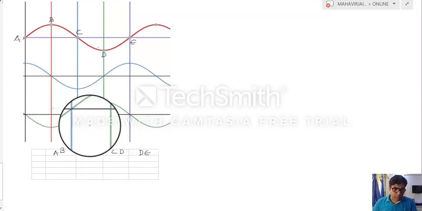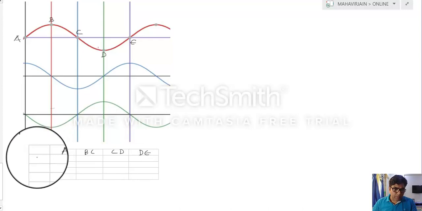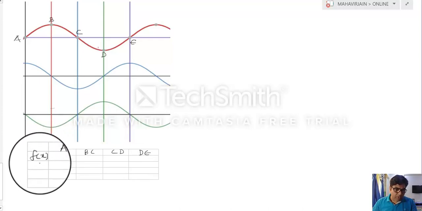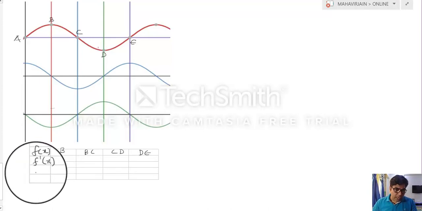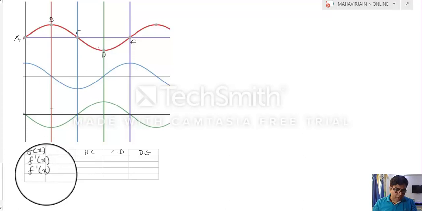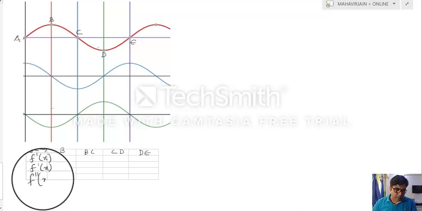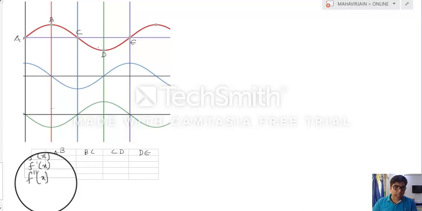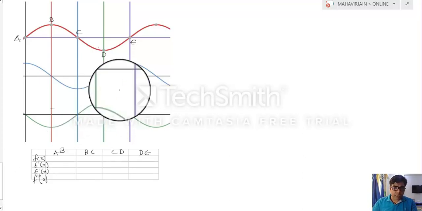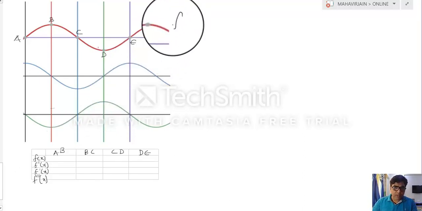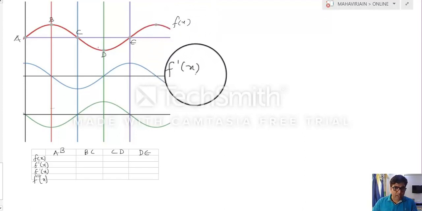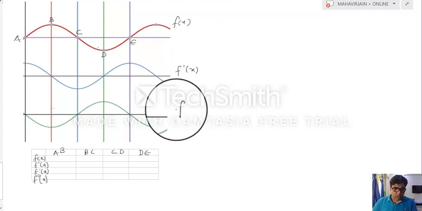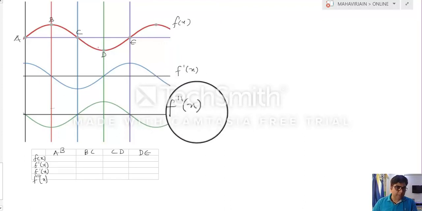Apart from this, here I write f of x. F of x means the curve. Next comes f dash of x, the derivative of it, and finally f double dash of x. I have explained all this in my earlier videos, so that shouldn't be a problem.